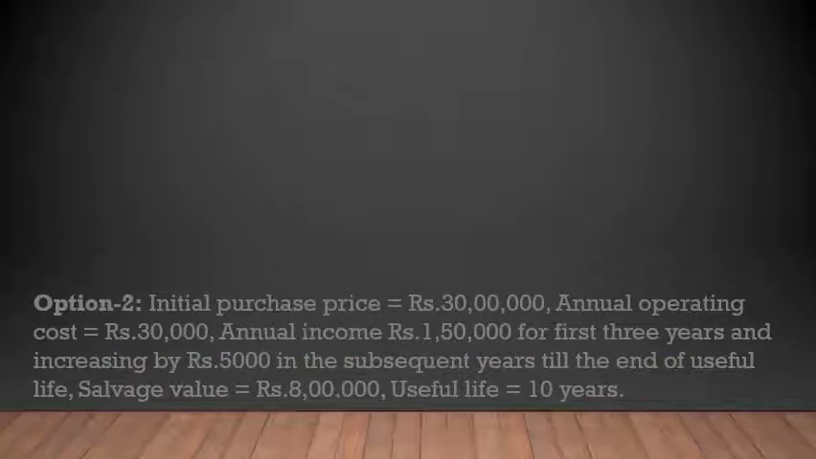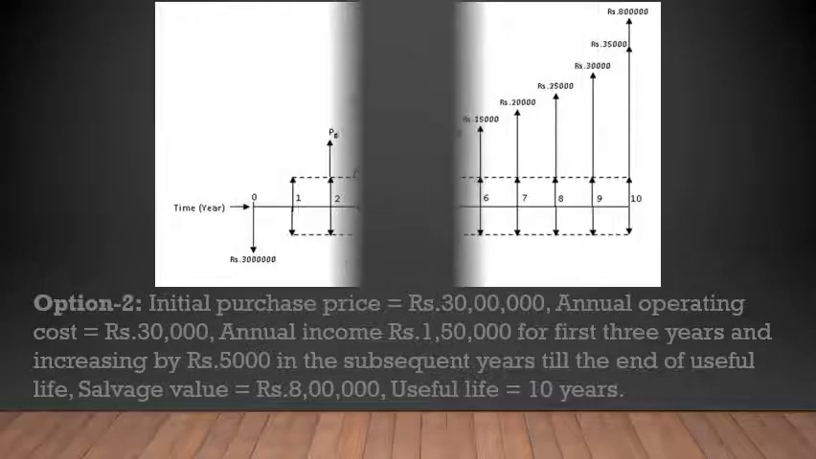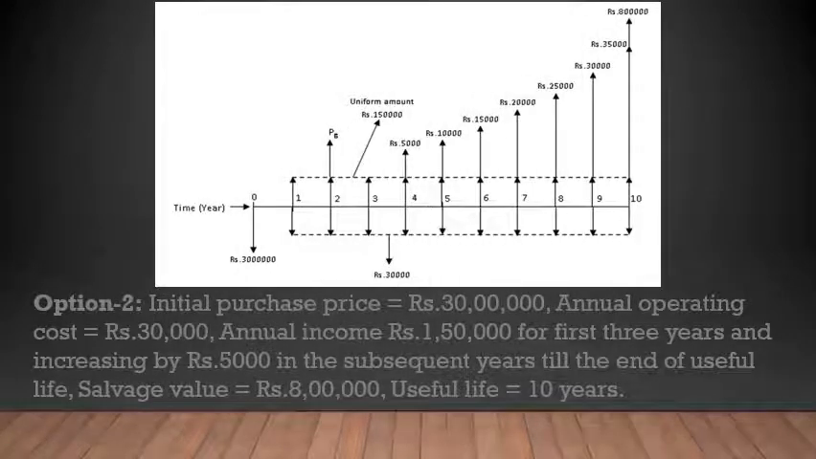Initial purchase price, everything is given. Let us convert that into a cash flow diagram. What is there in the cash flow diagram? Same procedure. Initial purchase price P, represent that here first. Useful life of 10 years. Draw a horizontal line of 10 years. Represent P at t equal to 0 as 30 lakhs.